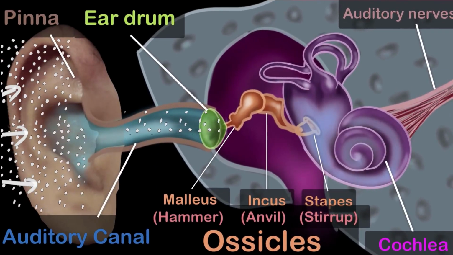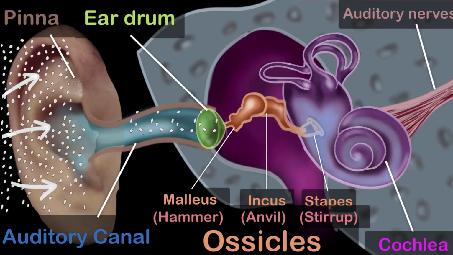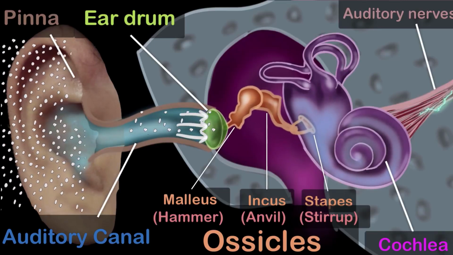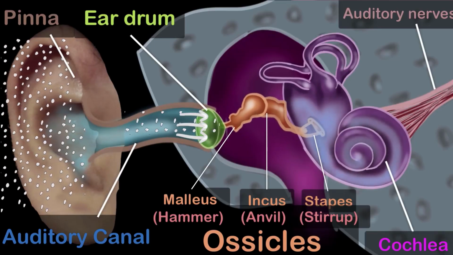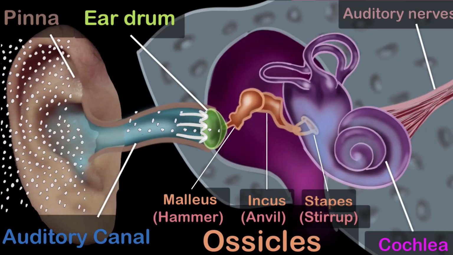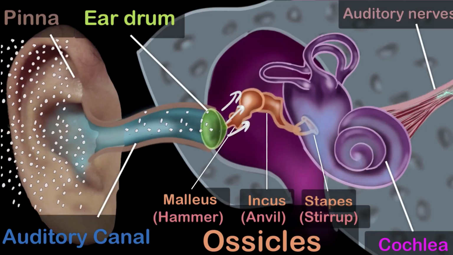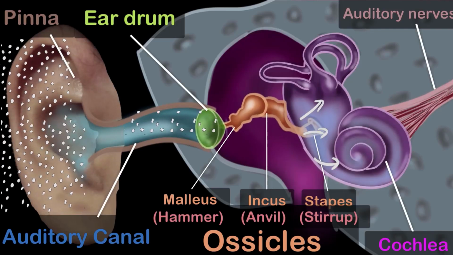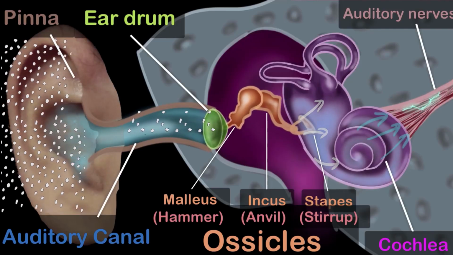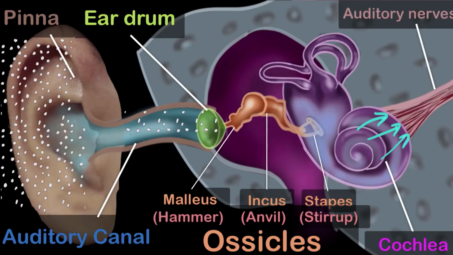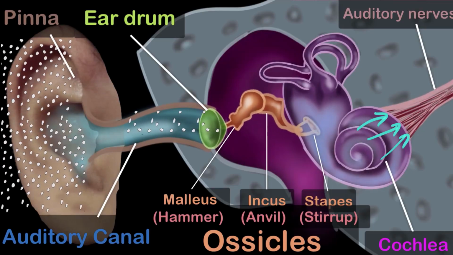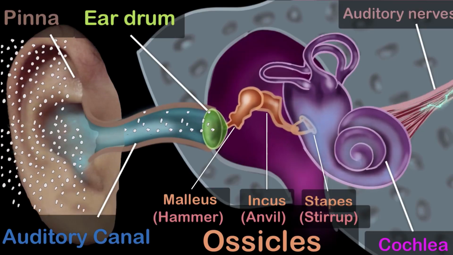And so, to summarize, the outer ear collects the sound waves through the pinna and directs them to the eardrums. The three ossicles of the middle ear amplify these sound waves, transferring it into the cochlea, and the cochlea converts the back and forth vibrations of the particles into electrical signals and sends it to our brain.